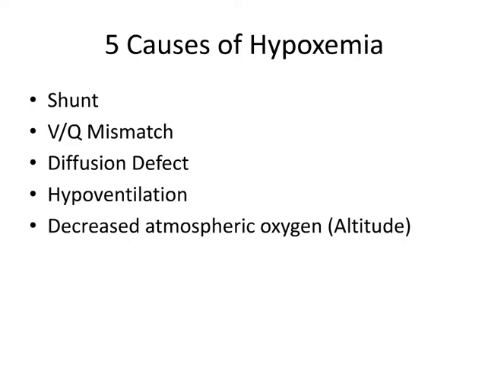Okay, so here are the 5 causes or mechanisms of hypoxemia: shunt, VQ mismatch, diffusion defect, hypoventilation, and decreased atmospheric oxygen, as would occur at altitude. Altitude is easy to deal with. If you're on the top of a mountain, up in a plane, or happen to be in a room with low FiO2, the amount of oxygen you inhale will be less than normal.